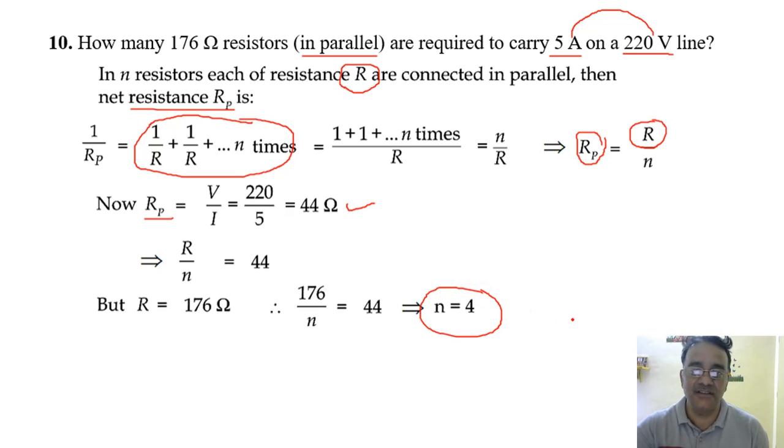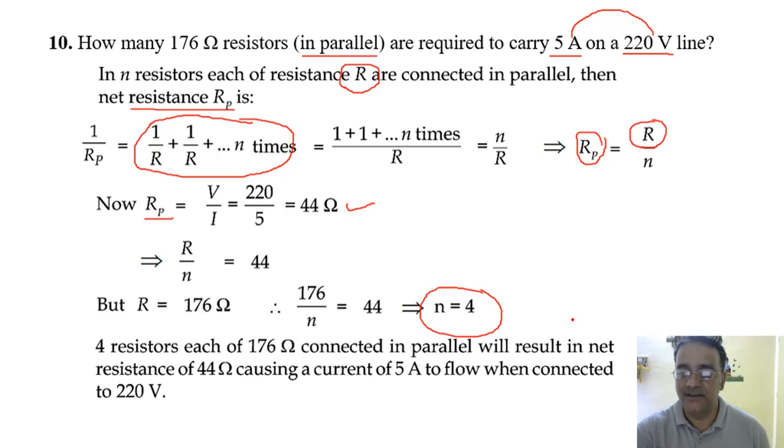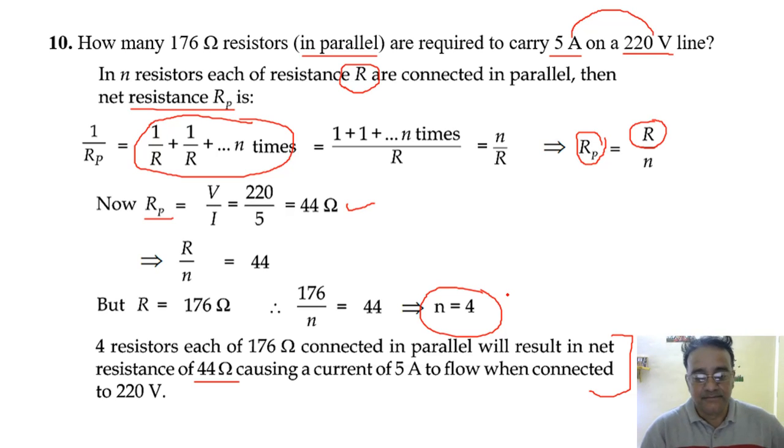So 4 resistances each of 176 ohm connected in parallel will result in a net resistance of 44 ohm, causing a current of 5 ampere to flow when connected to 220 volt. This conclusion is not mandatory. You can write directly: the number of resistances is 4.